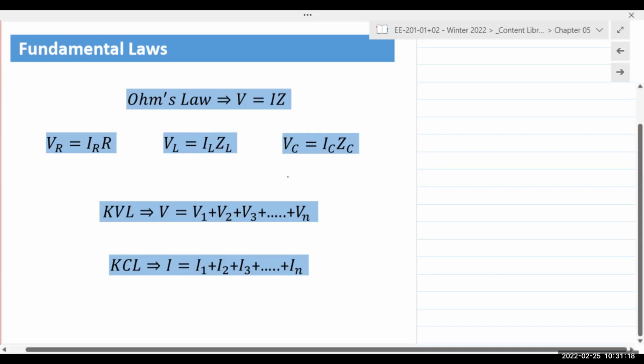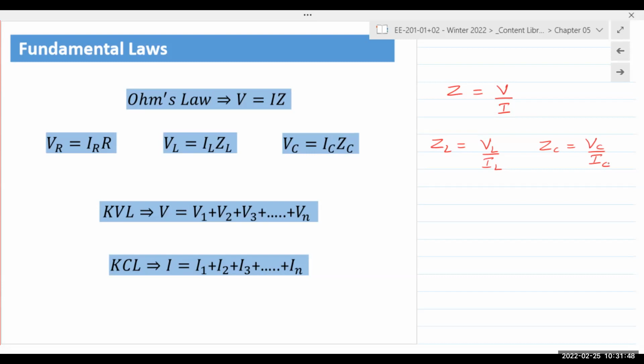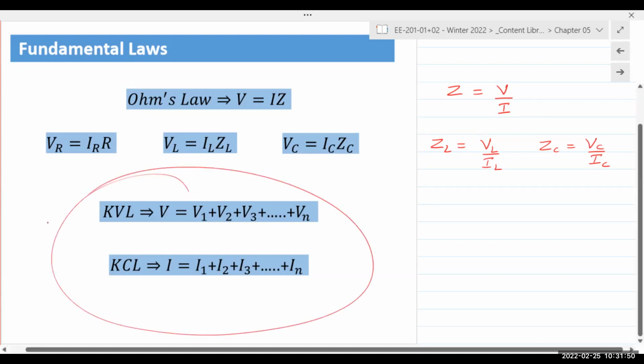So all of the currents and voltages are now complex numbers, but you apply those exactly the same way. So impedance Z can be written as V over I. ZL becomes VL over IL. ZC is VC over IC. KVL, KCL, mesh current, node voltage, everything works just fine.